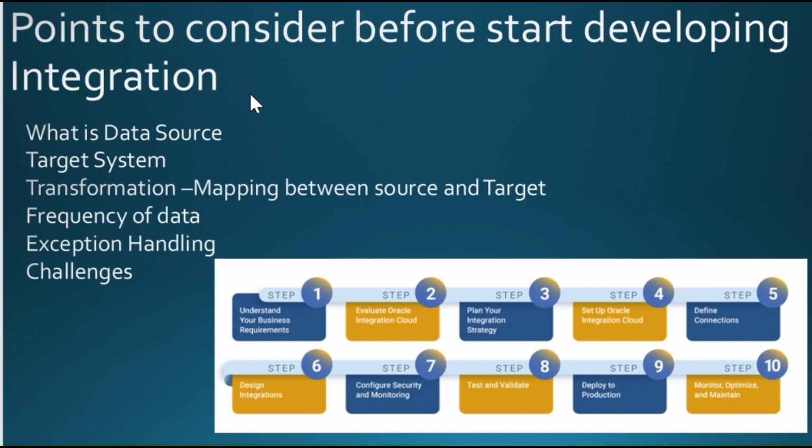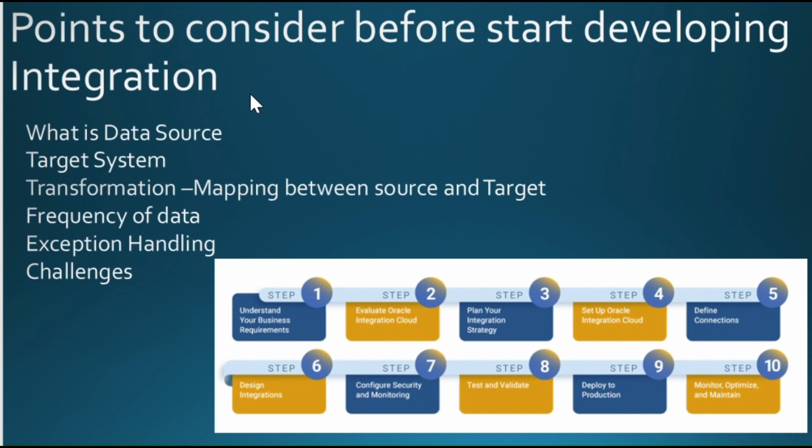Next is the target system. You need to read the data from your source system and send the data to your target system. Your target system could be an FTP location, or it could be any third party application. So what kind of target system are we trying to expose? Whether it is a web service, how are we going to test that web service? What are the mandatory and optional parameters required to test that web service? These are the important points.